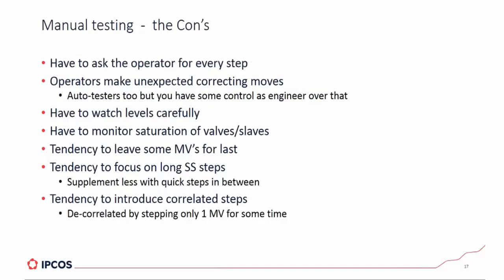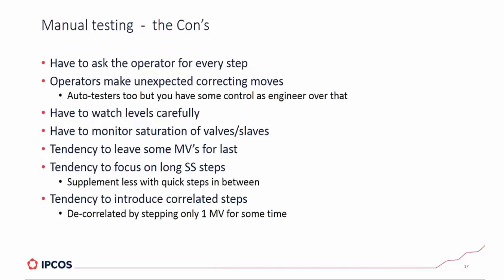Well, the cons of manual tests, I think we've probably touched on many of these topics already. We have to ask the operator for each and every step, and very often that can take some time, because depending on the culture on the plant, the operator would not immediately execute that step, but ask his supervisor for authorization, and the supervisor would ask someone from the next level. And this would cascade down again to the operator, and if this happens for every step, it could be much more time consuming than automated tests.